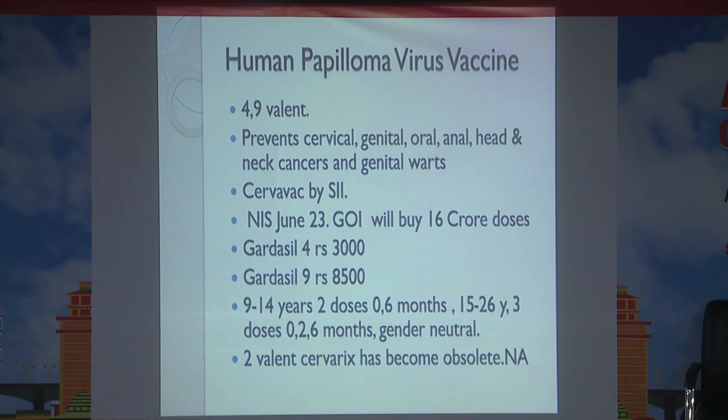This will be available in the national immunization schedule after a few months, maybe April or June. The government of India is buying 16 crore vaccines for this purpose. Cost of Gardasil 4 is 3,000 rupees and Gardasil 9 is 8,500 rupees. 9 to 14 year 2 doses, and above 14 year 3 doses.